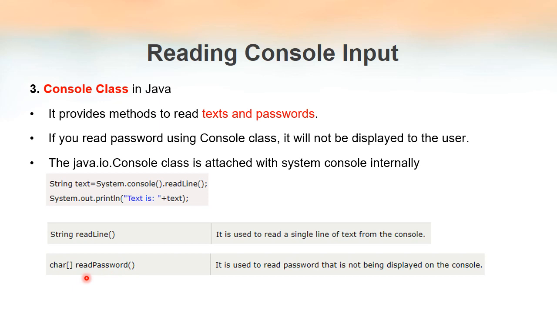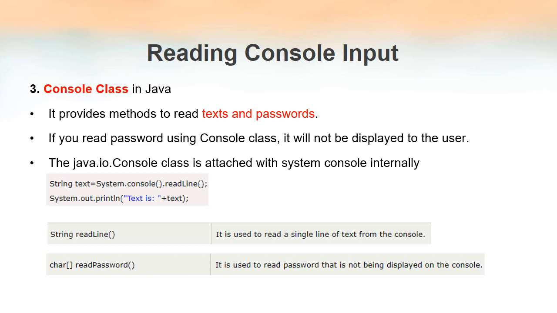And the next method is readPassword. This method is available only inside the Console class, and it is used to read a password. So when we type the password, if we are getting the input by using readPassword, then whatever the user types on the screen will not be visible on the screen. So this is how we read input from the keyboard in Java by using three different classes.